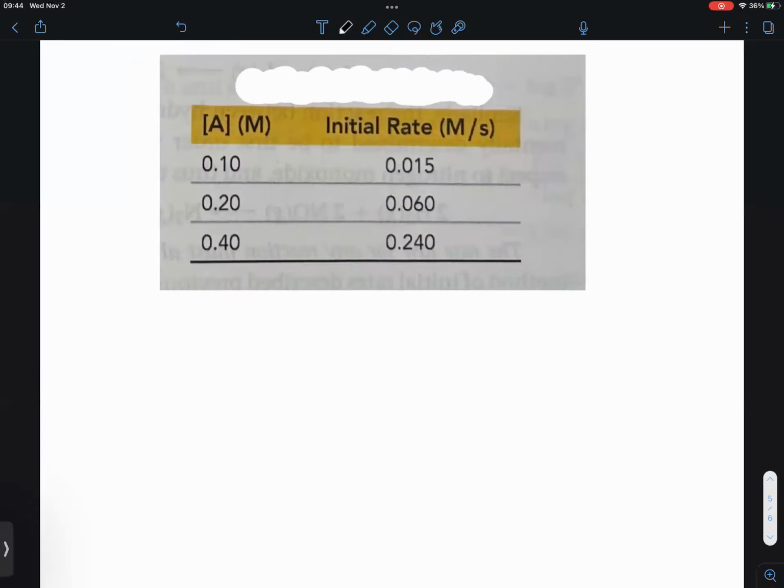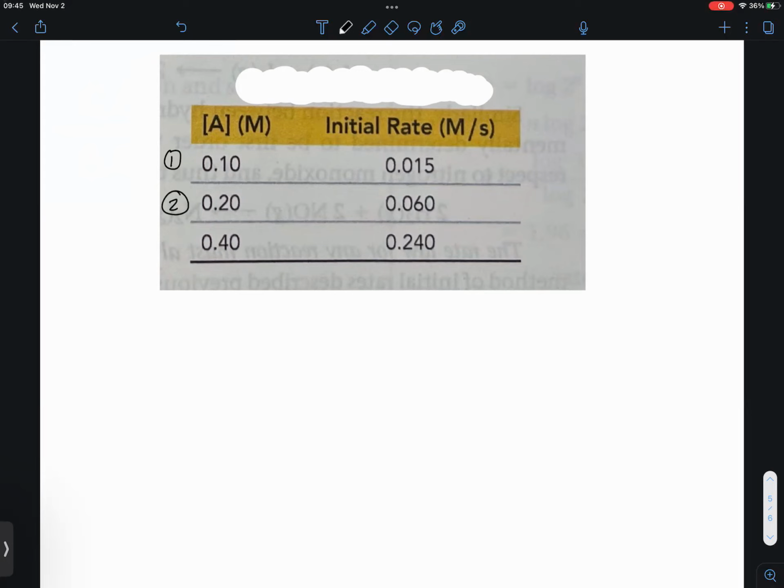Right, again, it really wouldn't matter which 2 points you chose. You can convince yourself of that. You could actually choose this one and this one if you wanted to, right? For the sake of simplicity, we're going to say that this is point 1 and this is point 2.